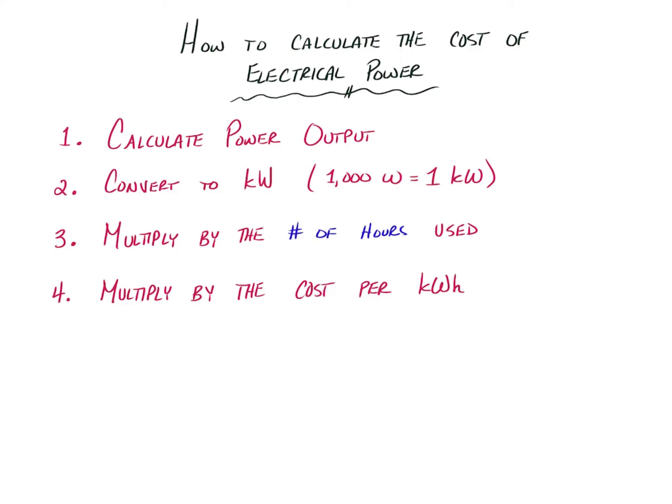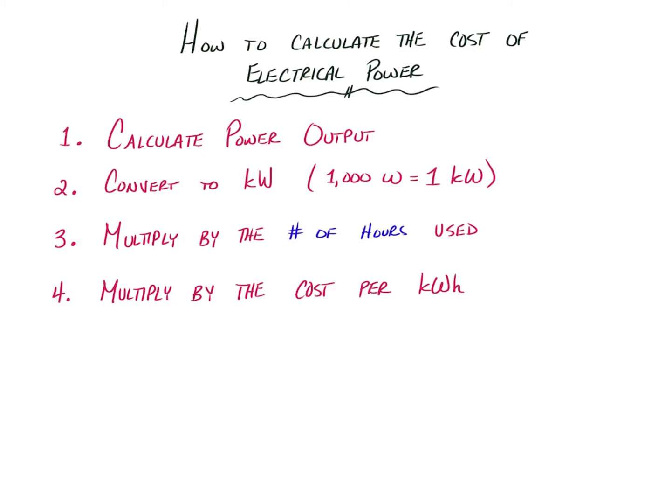So the general idea, and then we'll go into some examples. If you'd like to calculate the cost of electric power, number one, calculate or determine the power output of the device. Step two is going to be to convert that power output, which will be in watts, into kilowatts. And there's 1,000 watts per kilowatt, so we divide by 1,000 to convert from watts to kilowatts.